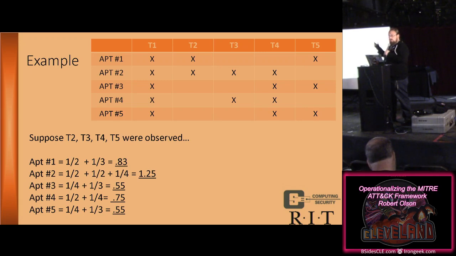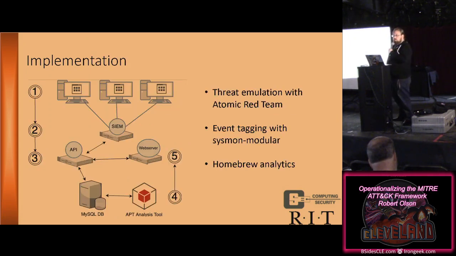However, the main difference is that APT2 in this scenario also comes out the winner, even though a technique was observed that they're not known to have used. So if I were investigating this, it would be reasonable for me to look at, hey, is APT2 expanding the pool of techniques that they're using? So it gives us the ability to evolve this a little bit.